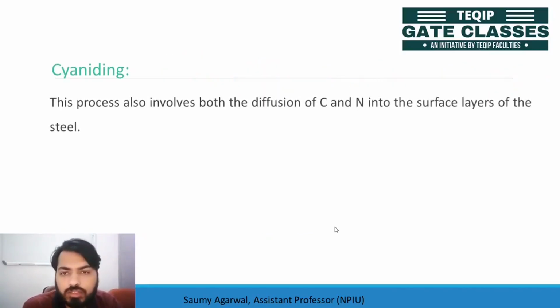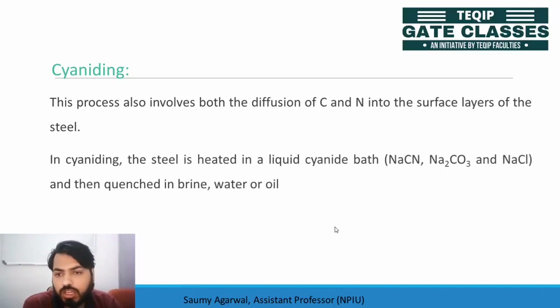And in cyaniding, you diffuse both carbon and nitrogen into the surface layer of the steel. In this case the steel is heated in a liquid cyanide bath. The liquid cyanide bath consists of NaCN, Na2CO3 and NaCl. These three are combined, the steel is first heated in this molten cyanide bath, and then it is quenched. Quenching is done with brine solution, water or oil.